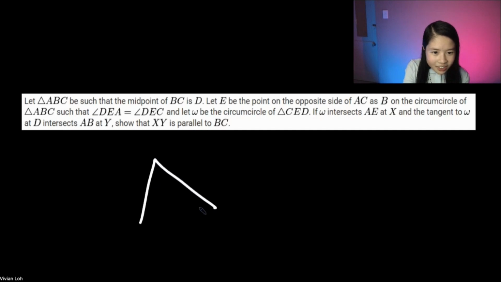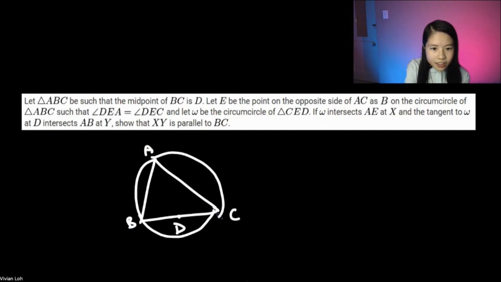So we have a triangle ABC. The midpoint of BC is D. And then we somehow have a point E on the circumcircle of ABC that is on the opposite side of AC as B, such that somehow DE bisects angle AEC. Okay, so let's see how we could possibly figure out where E is.